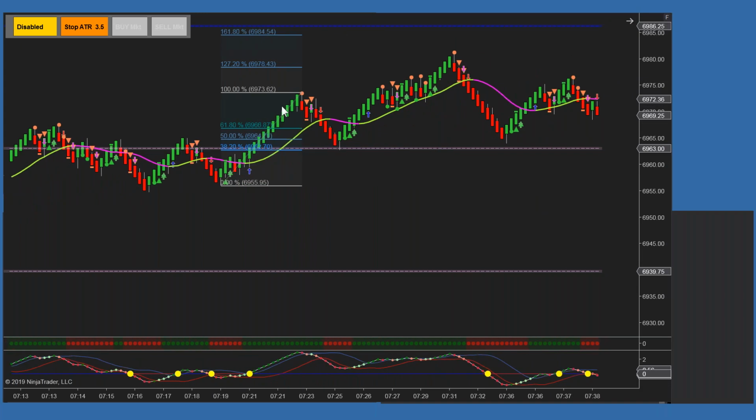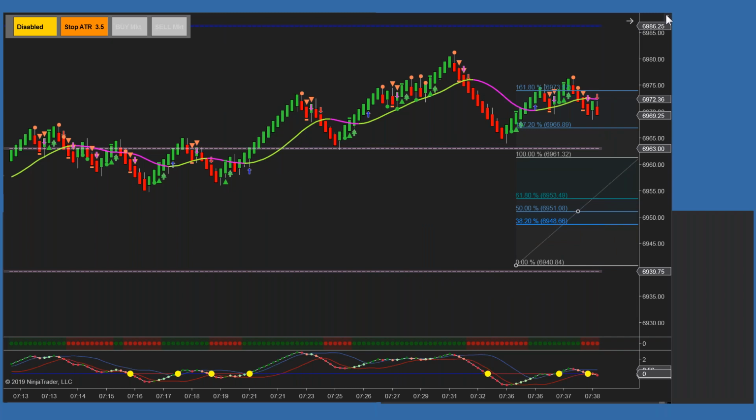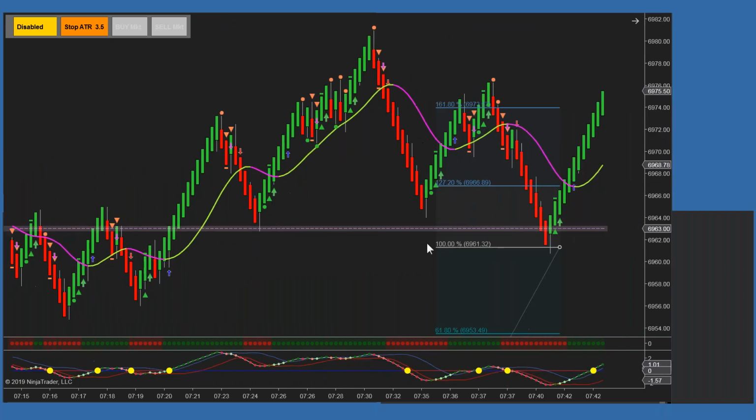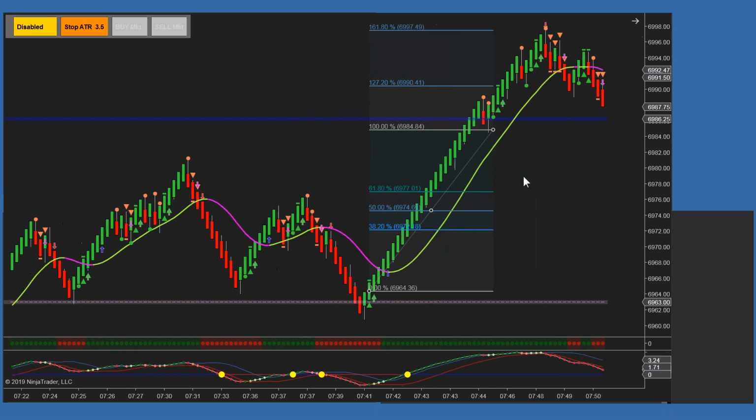So let's see where we're at right now. Let me bring my fib tool over. I'm not really bad-mouthing Ninja here. They should have made it easier to get a handle on this thing. Oh my, look at that monster move higher.